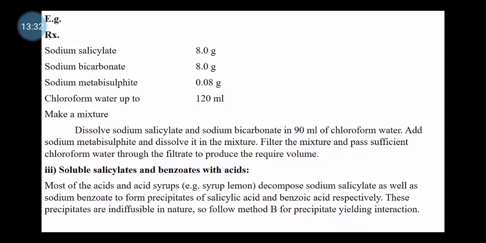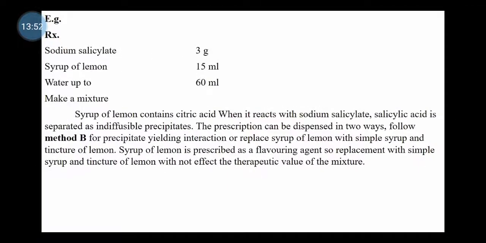So this precipitate, which is indiffusible in nature, follow method B. In method B we add 2% of CTP or 1/4 of mucilage of tragacanth. After following method B, that indiffusible precipitate converts into a diffusible precipitate. Here a prescription: sodium salicylate 3 gram, lemon syrup 15 ml, water up to 60 ml. This is an example of incompatibility of soluble salicylate with an acid.